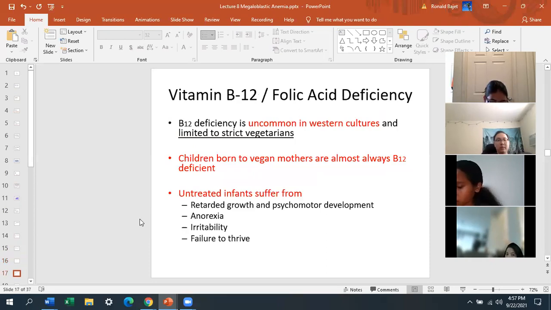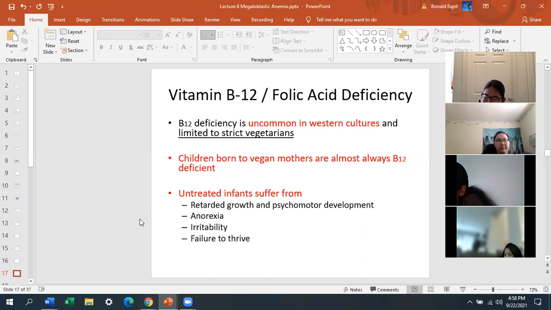Okay, vitamin B12 deficiency is not common in Western cultures. Why? Because we eat a lot of meat. Western cultures eat a lot of meat. There are vegans and vegetarians, but for the most part, everybody eats meat. So not too many people will be vitamin deficient, okay? And it's usually limited to strict vegetarians. Children who are born to vegan mothers are almost always B12 deficient.